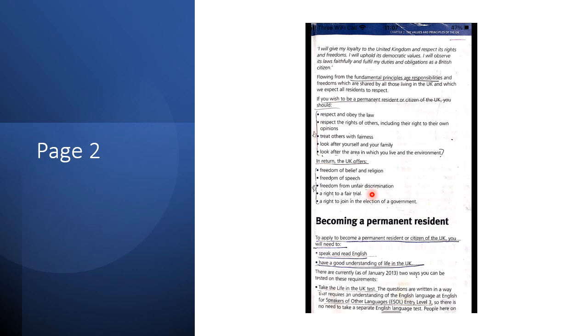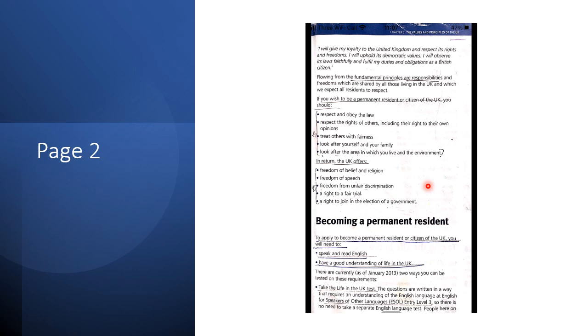Okay, let's say if you are in the court, whether you are white, whether you are black, whether you are brown, or whatever color, you will be judged based on the merit of the case. Not on the basis of your color of skin or religion or ethnic background. Okay, next. A right to join the election of a government. So you can vote, you can stand for parliament when you are a citizen, so you have a right. So these are the 5 basic rights. Many rights, but these are the fundamental basic rights.